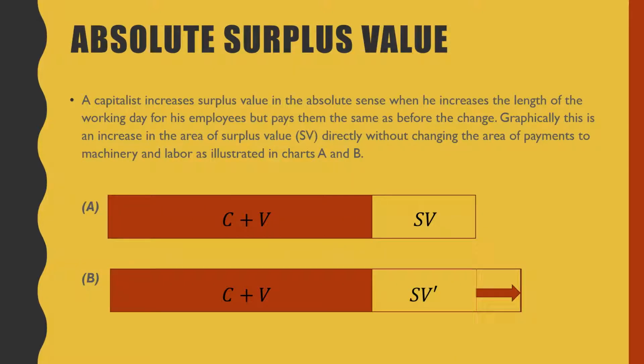A capitalist increases surplus value in the absolute sense when he increases the length of the working day for his employees but pays them the same as before the change. Graphically, this is an increase in the area of surplus value directly without changing the area of payments to machinery and labor, as illustrated in the difference between chart A and B.